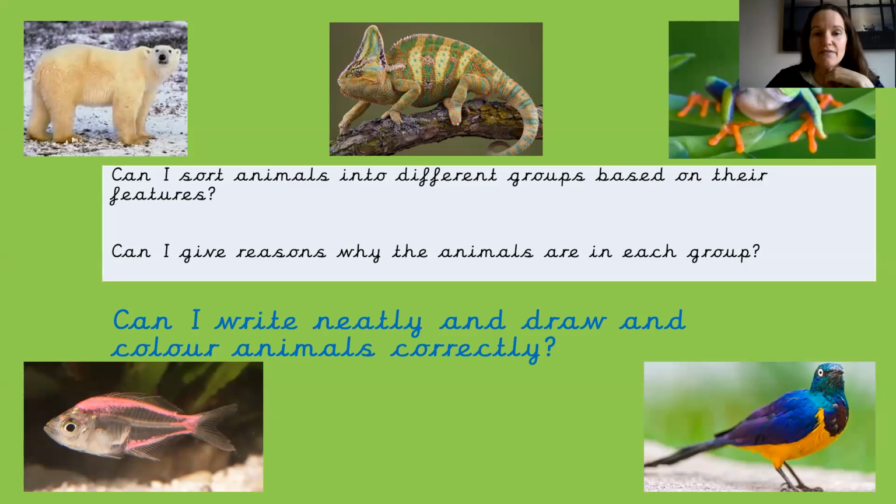So today we're going to be looking at the 5 different groups that we have been learning about and looking at the features of each of those groups. Also, can you give reasons why animals are in each group? And then our last objective is, can I write neatly and draw and color animals correctly?